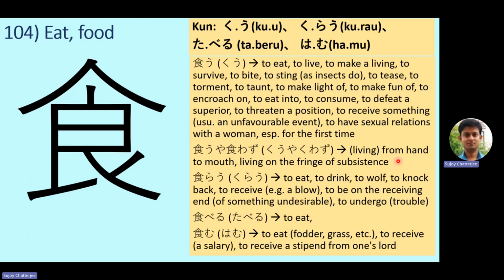Taberu, probably the most common usage of this word, which means to eat or to consume, which we have discussed several times while using the verb taberu or tabemasu. Hamu is again to eat fodder, grass, etc., that means by the cattle. To receive a salary, to receive a stipend from one's lord is also hamu.